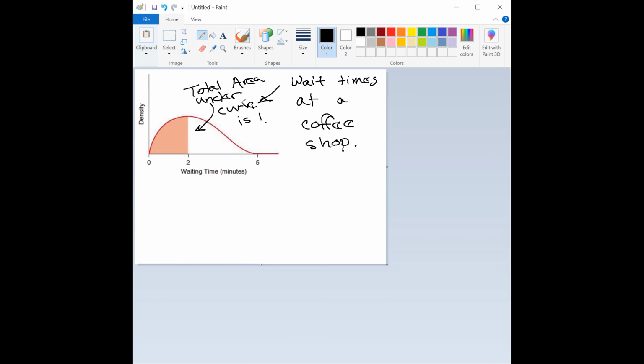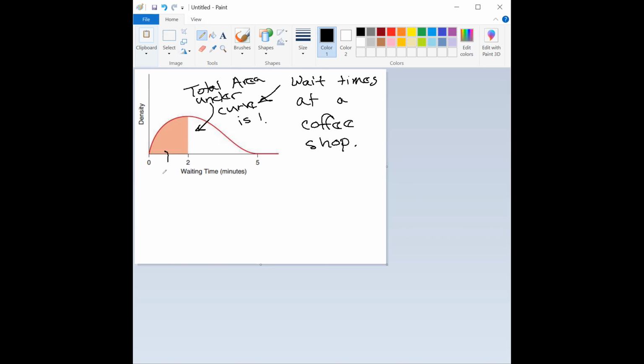And again, the reason for that is that if this curve represents all the possible outcomes, and we sum up the probability of all those outcomes, just like with the discrete results, we should end up getting them to sum to 1. And so the total area under the curve would be 1.